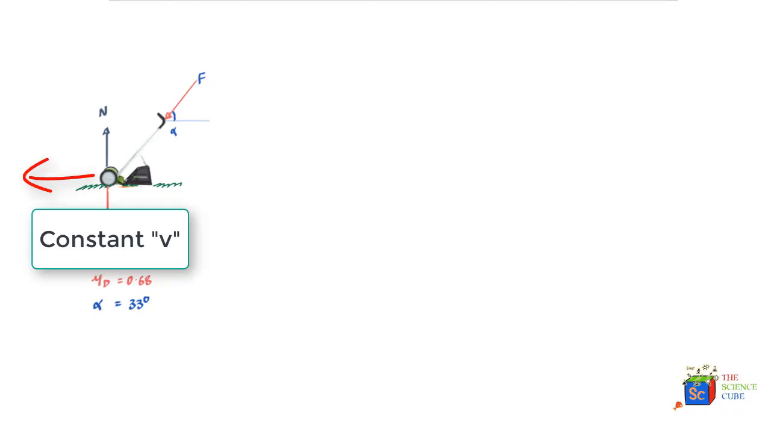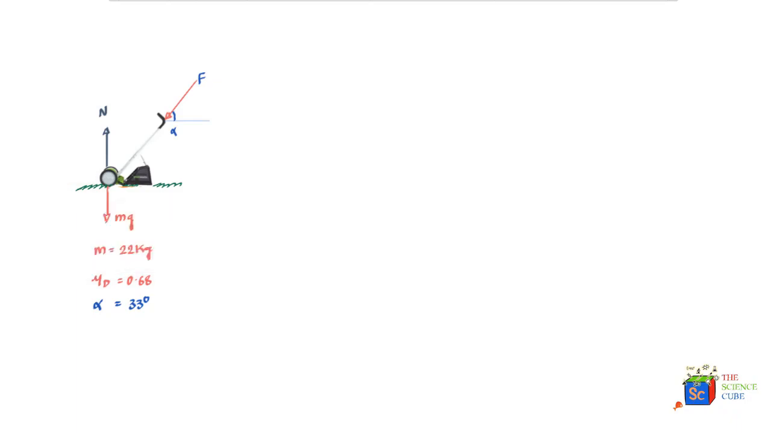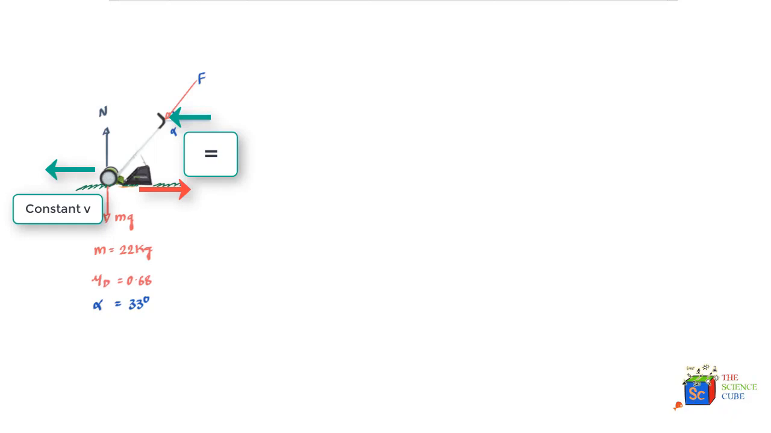Now, the question here is, what is the magnitude of this force such that the mower moves at a constant velocity? So at a high level, what we have to find is the horizontal component of force F, which will help in pushing the mower in forward direction. And this force should equal the force of dynamic friction. And when this happens, the mower would move ahead at a constant velocity.